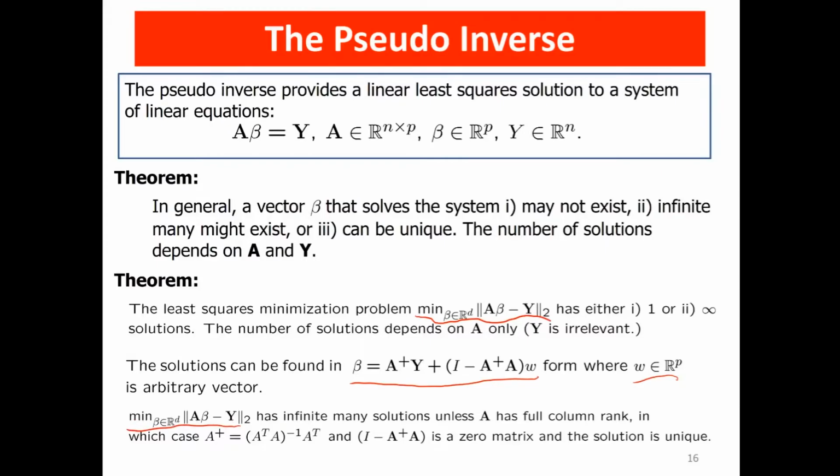unless A has full column rank, which would imply that A plus has this form: A transpose A inverse times A transpose, and because of that the identity matrix minus A plus times A is a zero matrix. So this extra second term in this case is always zero, and the solution is unique, beta equals A plus Y.